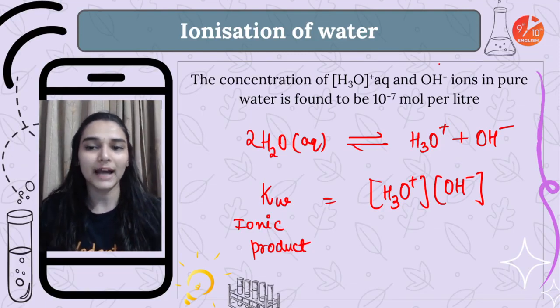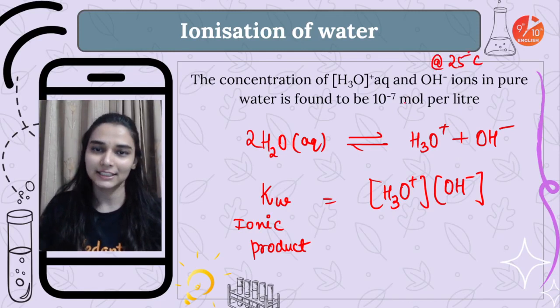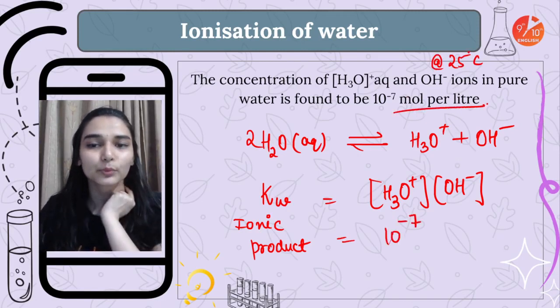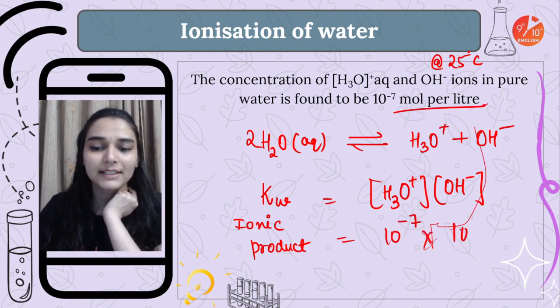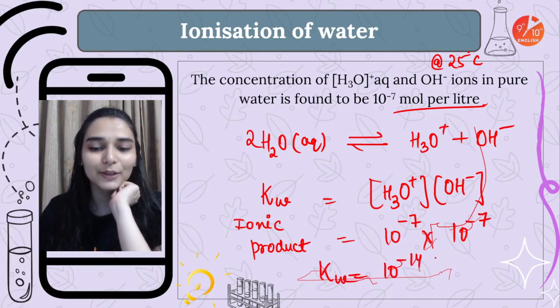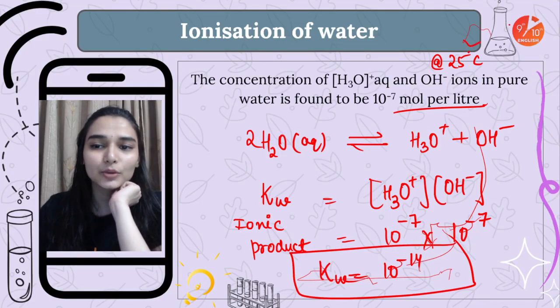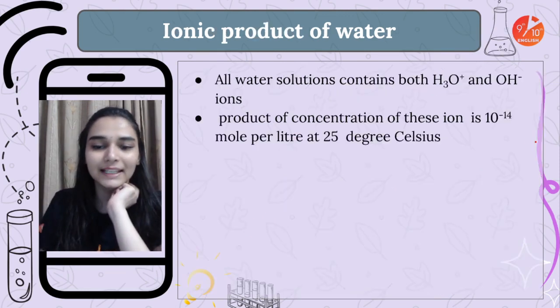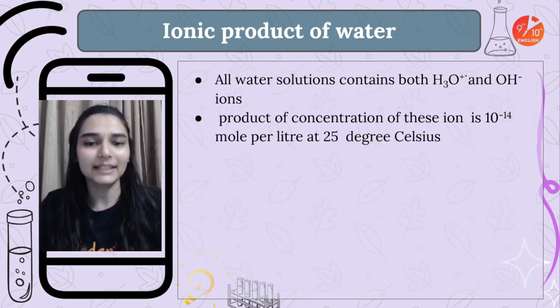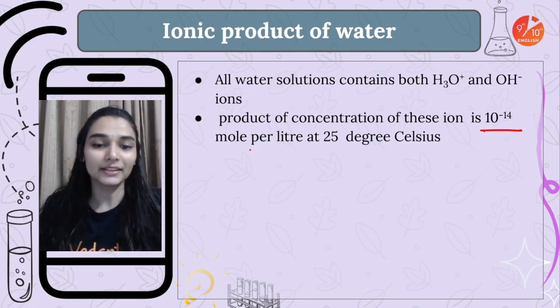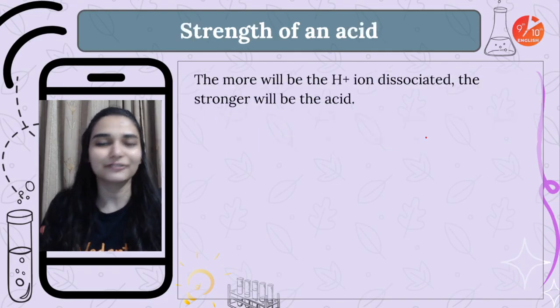So we are talking about a temperature of about 25 degrees Celsius. Then each ion will have a concentration of 10 raised to power minus 7 mole per liter, multiplied by 10 raised to power minus 7. So this comes out to be equal to 10 raised to power minus 14, the ionic product of water at 25 degrees Celsius. Not confusing at all, I guess you are clear with that. So everything is written here, right? The product of the concentrations of these ions is 10 raised to power minus 14 moles per liter at 25 degrees Celsius.